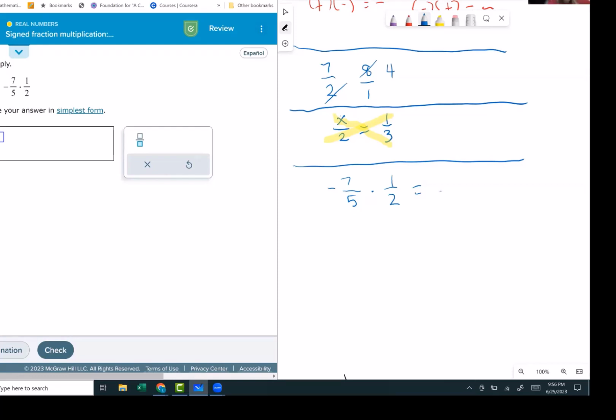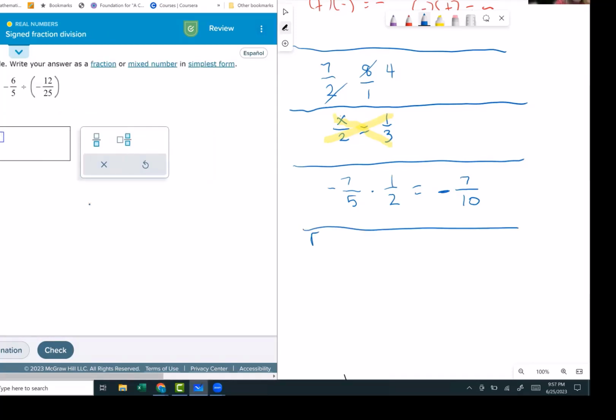Yes. And then is there anything I can cancel? That's the word you want to use, not cross multiply, cancel. Yes. No. There's nothing. I would just multiply across the top and multiply across the bottom. And that's it. That's as simple as it gets, because there's nothing I can cancel.